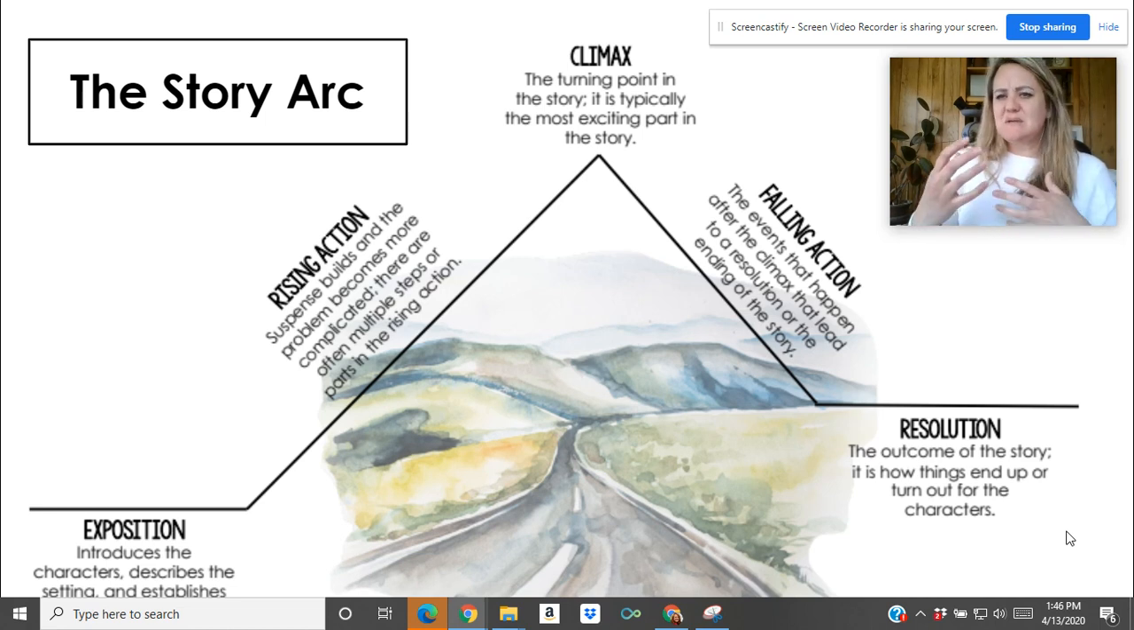And so things start to become a little bit more muddled. They start getting a little bit more complicated. Usually this is the biggest part of the book, and it will take you all the way to that climax.